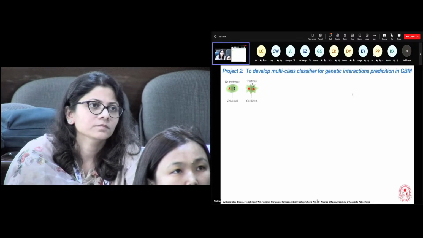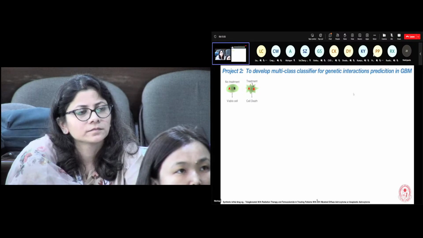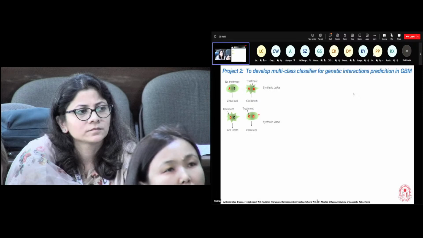And the other project in the lab is to develop a multi-class classifier for genetic interaction prediction in GBM. So there are two types of genetic interaction prediction we are interested in. One is synthetic lethal, another one is synthetic viable. In synthetic lethal, mutation of both the genes leads to cell death. In synthetic viable, mutation of both the genes leads to cell viability.